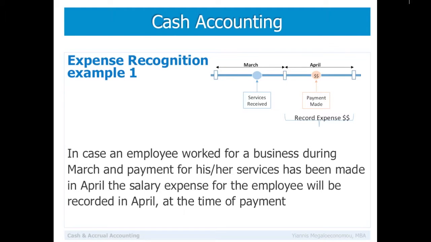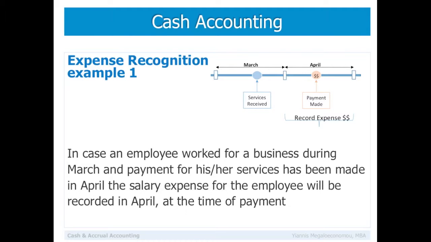We continue with the cash accounting method, and now we're going to see how this method recognizes expenses. I have again a diagram here so you can more easily understand the process. Here is a scenario. Let's say we have an employee who worked for a business during March. Let's say provided his or her services in March. However, the business paid the employee for these services in the following month, in April. So this is an example of a salary expense.